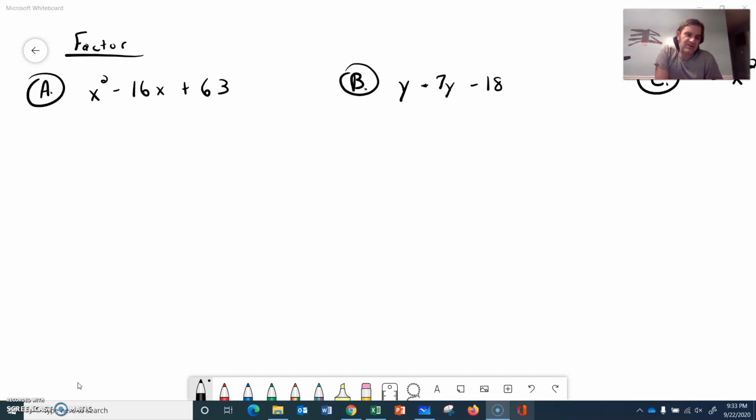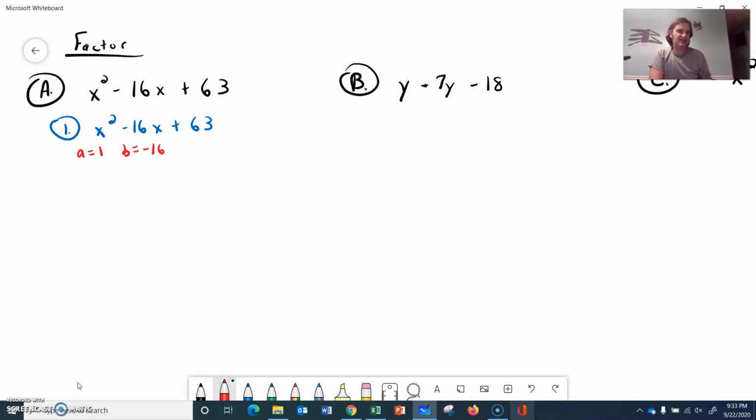So, first problem here, x squared minus 16x plus 63. My first step is to factor anything you can out, and nothing comes out of here because it starts with a 1, so there's no common factors. So A would be 1, B would be negative 16, so don't forget that the sign goes with it, and C would be 63.